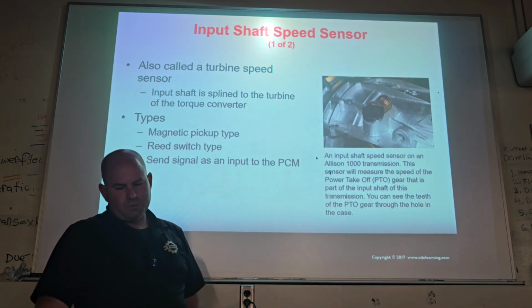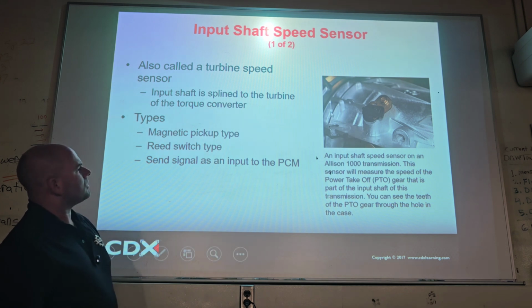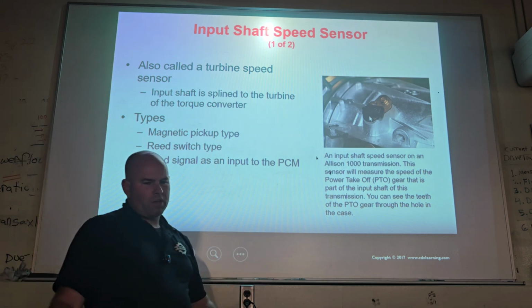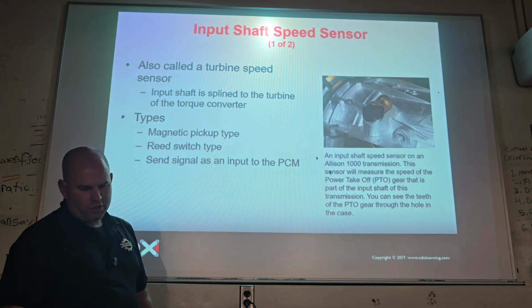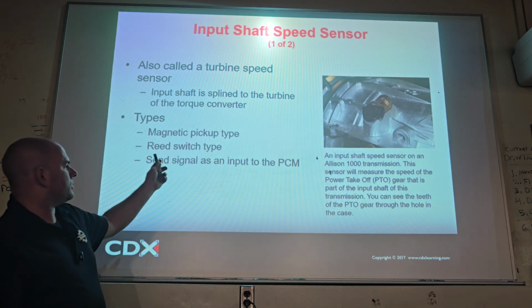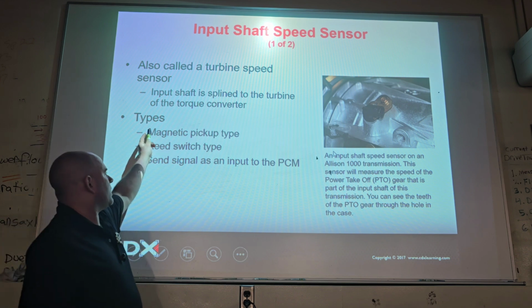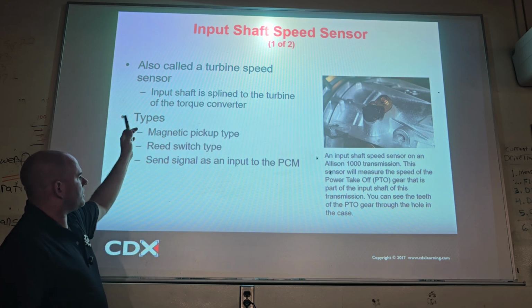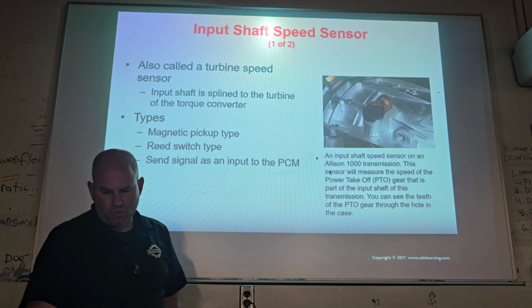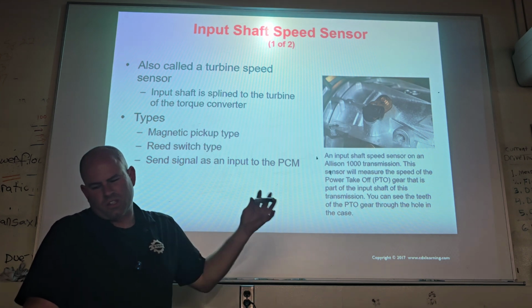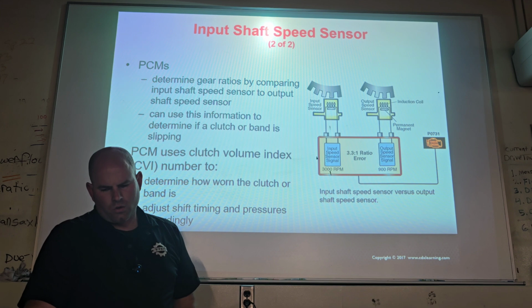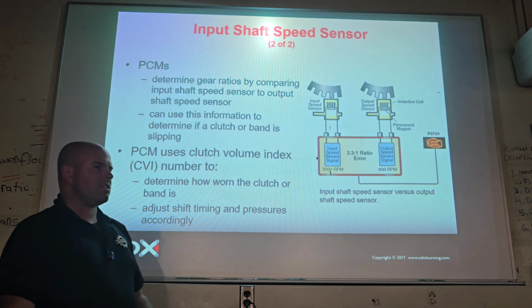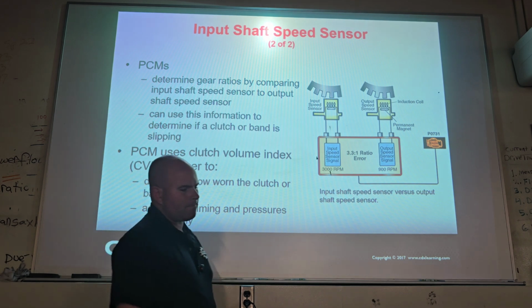Then here's the input shaft speed. You can see it could also be the turbine speed sensor. Where is it at? It's going to be somewhere in the bell housing, or generally in the front of the transmission. And they could be any of those types. Could be the magnetic pickup, that's AC. Could be the reed type, that's DC. Again, you're going to see more and more Hall effect, which is more of like an AC waveform. Cool.